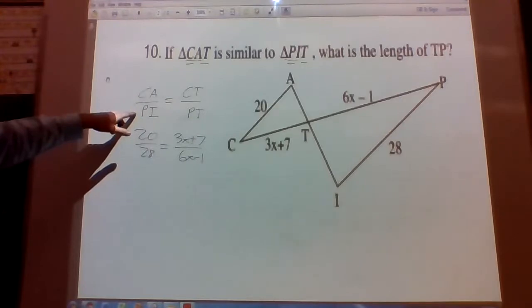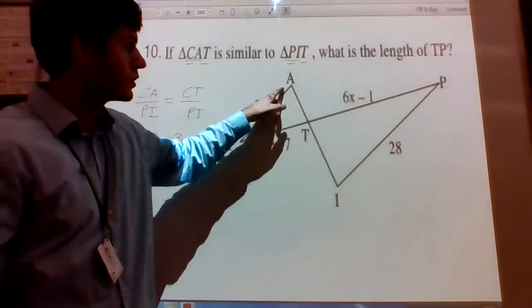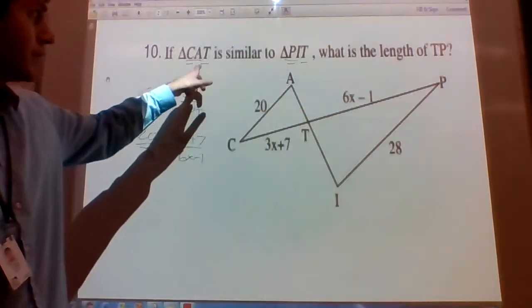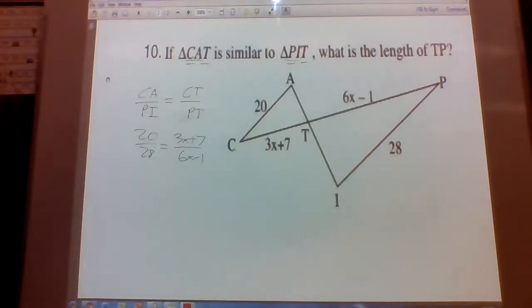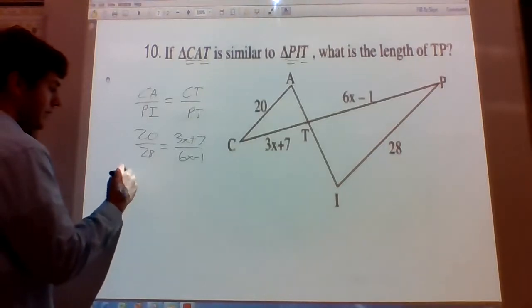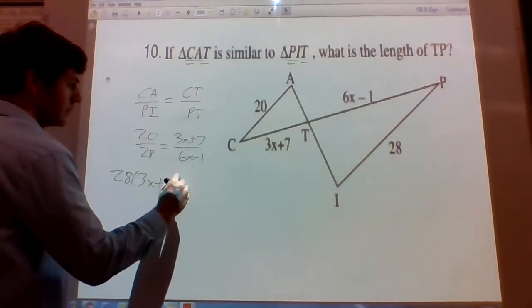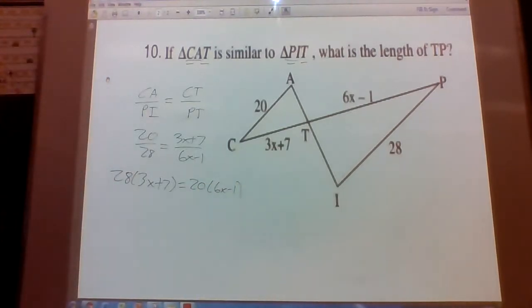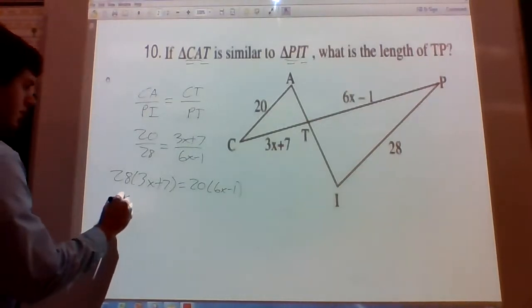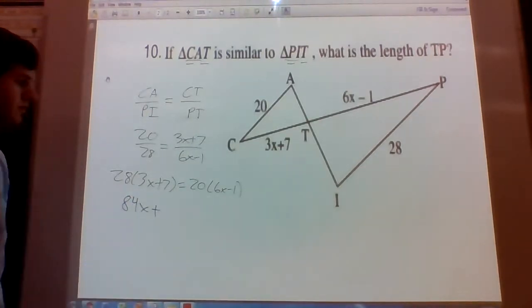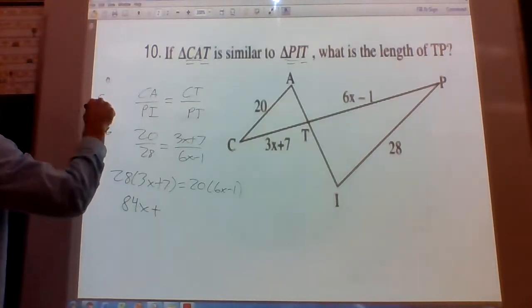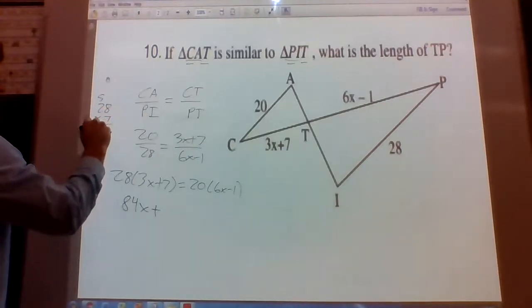Again, these ratios are coming from the corresponding sides. CA corresponds with PI, and CT corresponds with PT. We get that from the order the name is telling us. Cross multiply: 28 times 3x plus 7 equals 20 times 6x minus 1. 28 times 3 is 84x plus 28 times 7, which is 196.